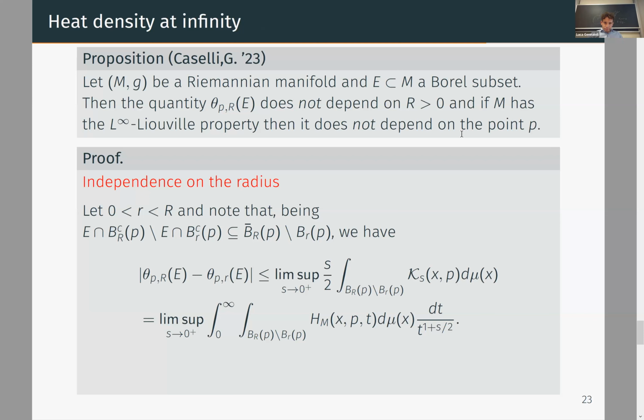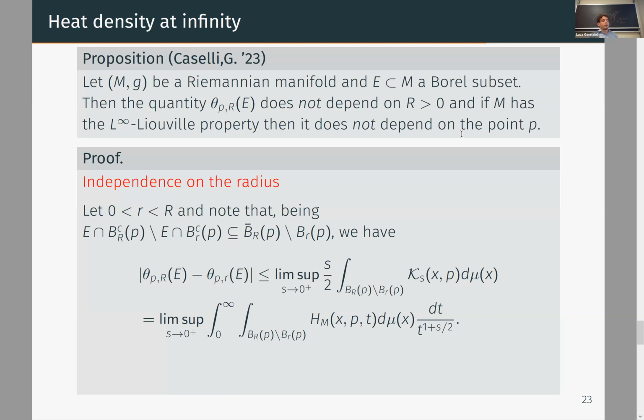Now, this is for theta of m, the angle at infinity of the whole manifold. What happens for a generic set, like those ones I drew? It turns out that the quantity theta of P and R does not depend on R under any circumstance, but it may depend on P. It does not depend on P if your manifold has the L infinity Liouville property, so if bounded harmonic functions are constant.